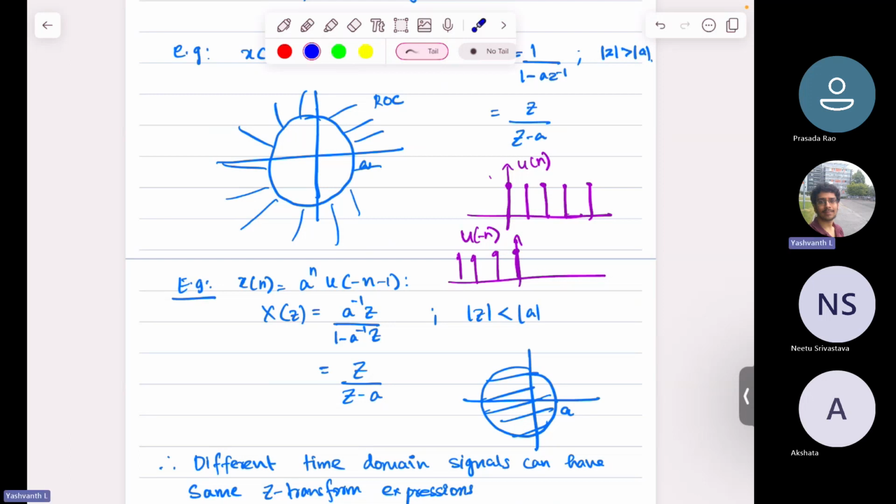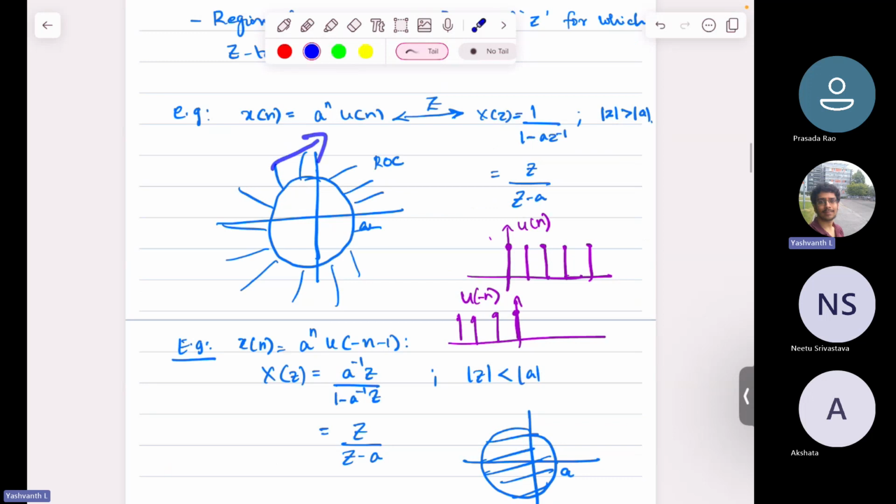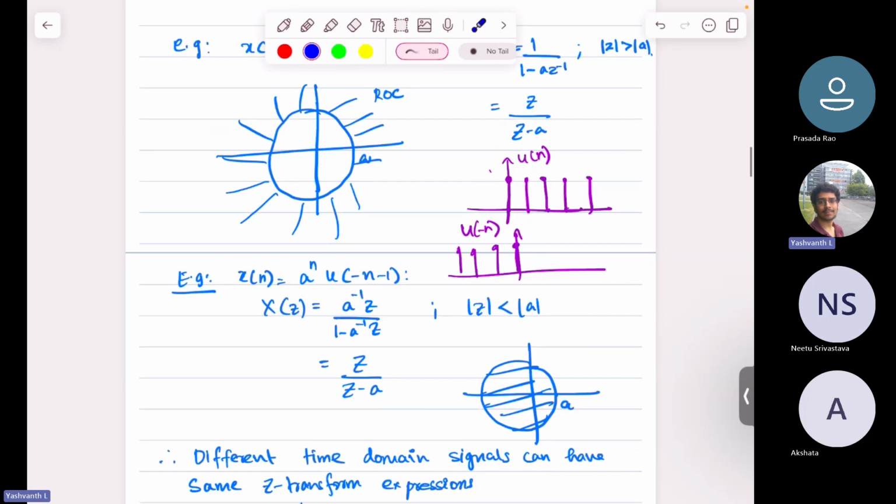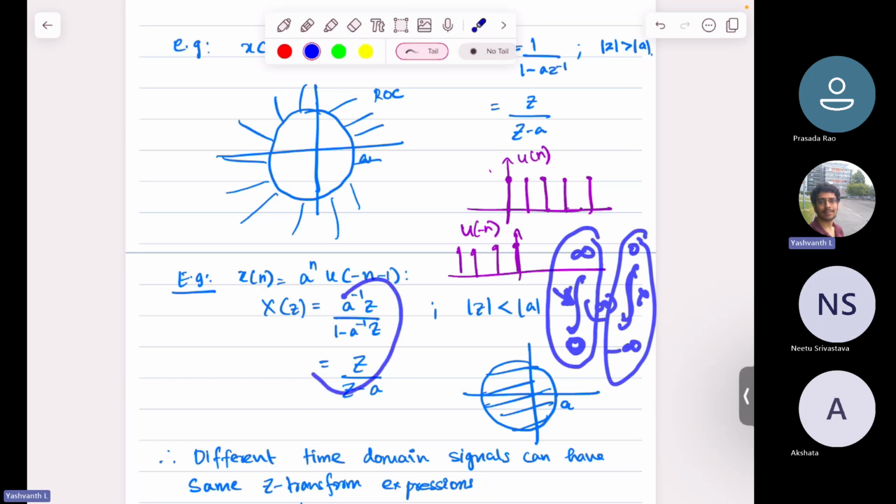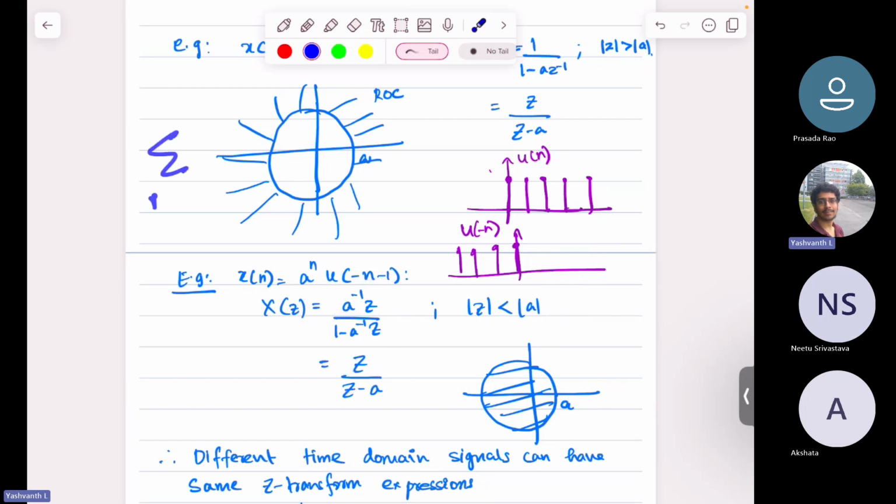But that will not affect continuous time signals. That is not a problem because it's continuous time. So for u of t at 0, it doesn't matter whether you include it in this part or this part. Essentially, it's an integral from 0 to infinity, or an integral from minus infinity to 0. These values do not matter whether you associate the 0 value with this integral or that integral. But in a summation it matters. For u of n, it is n equal to 0 to infinity. For u of minus n minus 1, it is minus infinity to minus 1. It should not go up to 0.